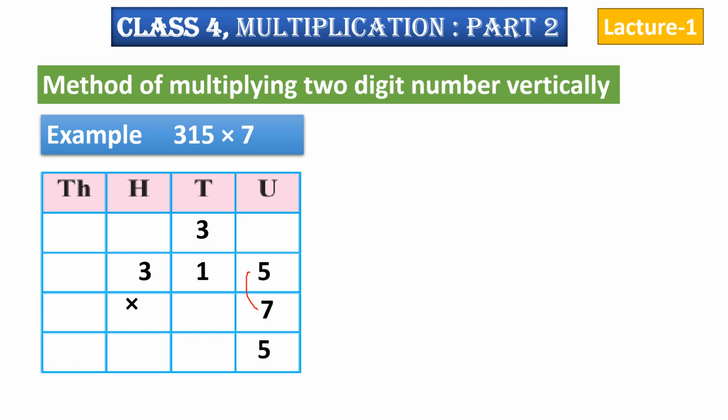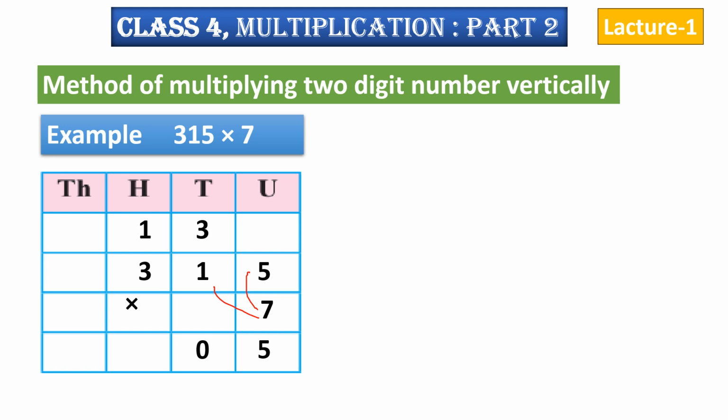आ रहा है समझ में? 7 fives are 35, and we put 5 and carry 3 over the 10. Then 7 ones are 7. 7 plus 3 is 10. So we put 0 here and carry 1 over the 100.